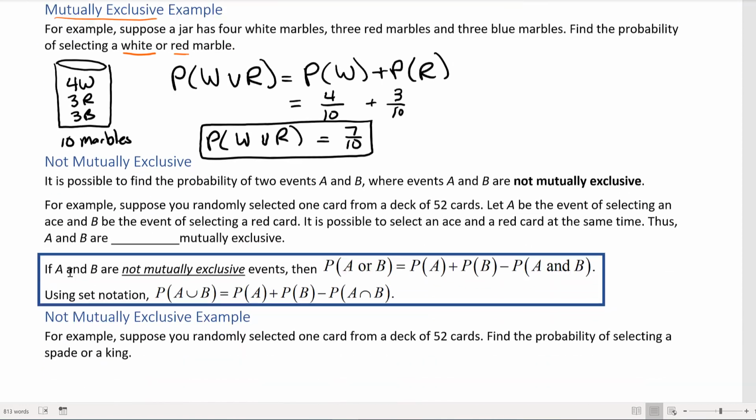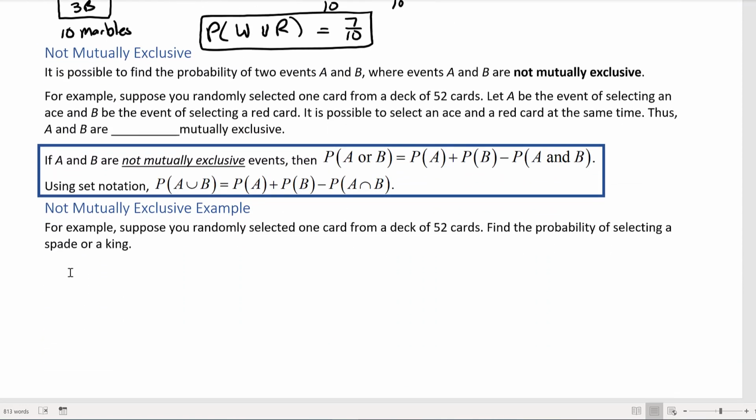Next, we're going to talk about not mutually exclusive. It is possible to find the probability of two events where events A and B are not mutually exclusive. For example, suppose you randomly select one card from a 52 card deck. Let A be the event of selecting an ace, and B be the event of selecting a red card. Now, it is possible to select an ace and a red card at the same time. The ace of diamonds and the ace of hearts are both red and an ace at the same time. Thus, A and B are not mutually exclusive.